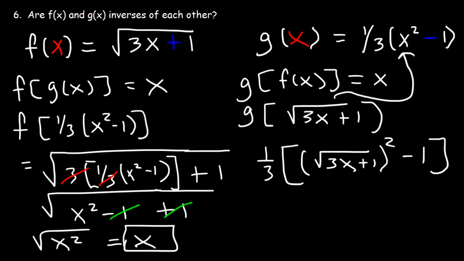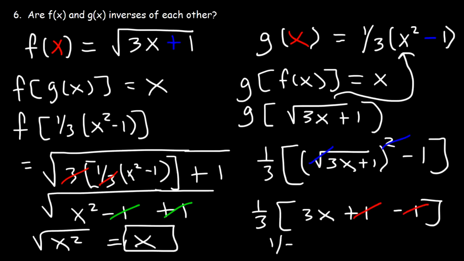So the square and the square root will cancel, and so we're just going to get 3x plus 1. And then we have a minus 1 outside of that. 1 minus 1 adds up to 0. So what we have left over is 1/3 of 3x, which is equal to x. Therefore, f of x and g of x are inverses of each other.